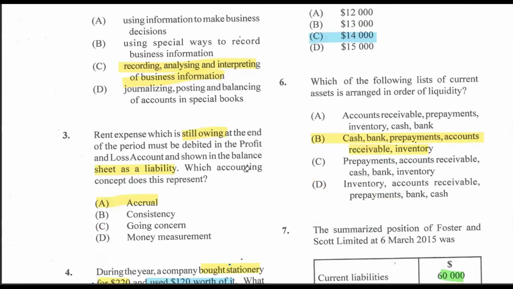Now, question 3, guys. Rent expense, which is still owing at the end of the period, must be debited to a profit and loss account and shown in the balance sheet as a liability. What accounting concept does it represent? Now, when you actually show an amount owing as a liability, that obviously will be your accruals concept.